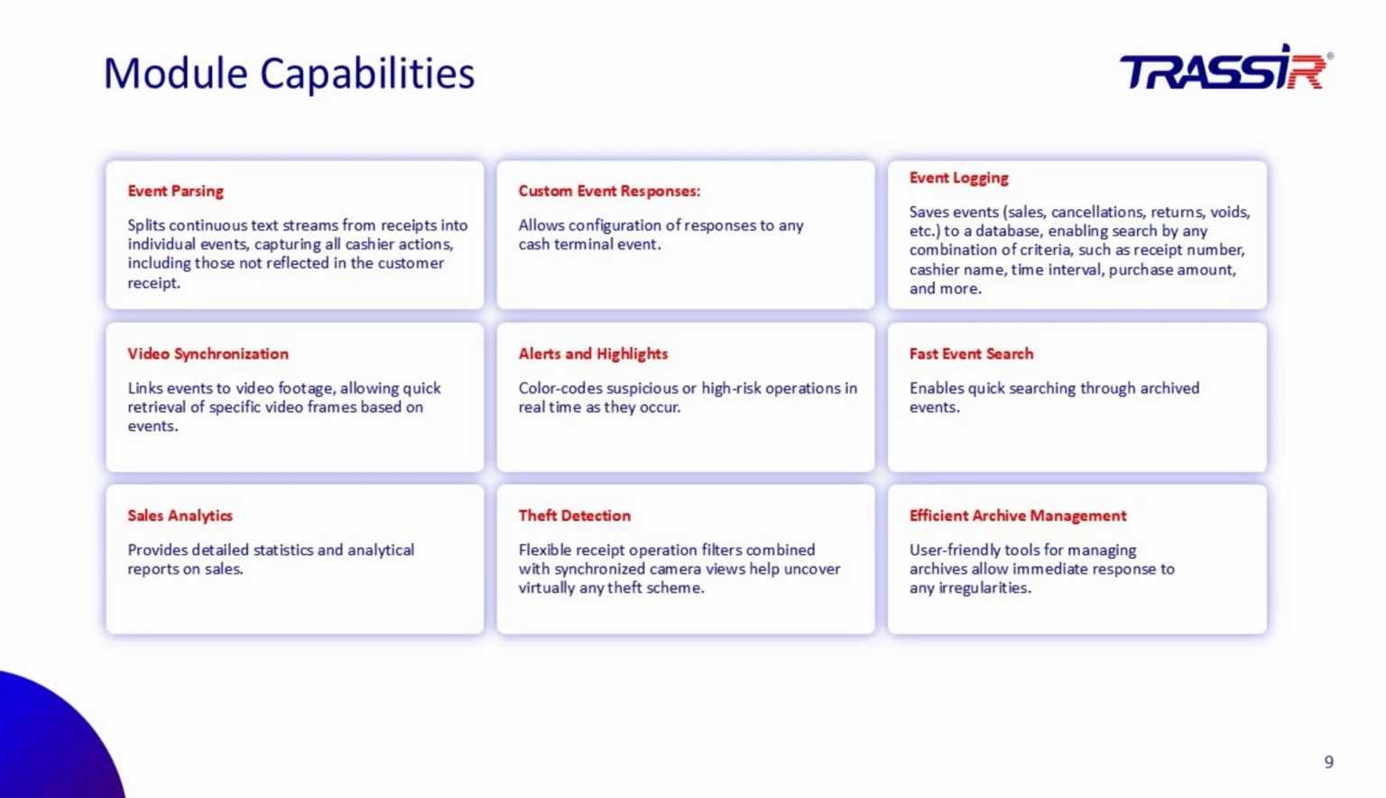Now let's look at the module's capabilities. Splitting the continuous text stream in the receipt into a set of events containing all the actions of the cashier, not all of which are reflected in the buyer's receipt. Operations with the cash drawer, registration of the cashier, accrual of discounts, withdrawal of a report for cash collection, etc. Setting up the reaction to any of the events of the cash terminal.